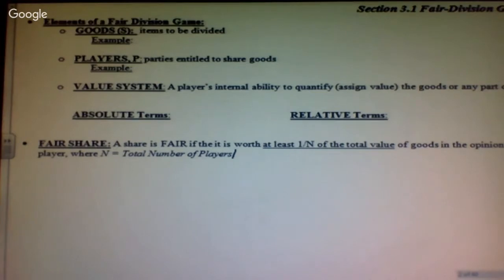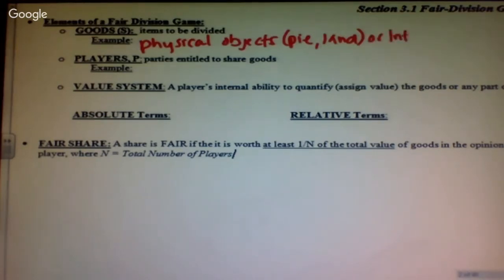So we can divide physical objects, like a pie or land. You can break up land into certain segments, kind of like the county lines. Or we can also separate intangibles, something you can't physically touch, like your rights or obligations.